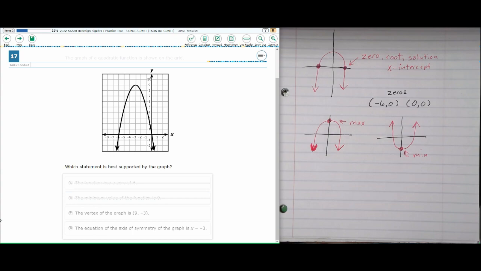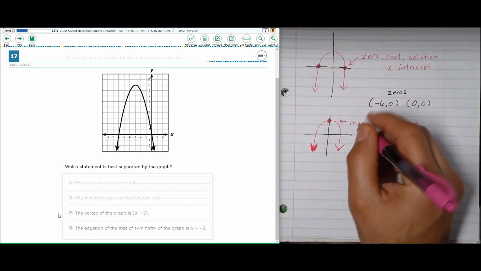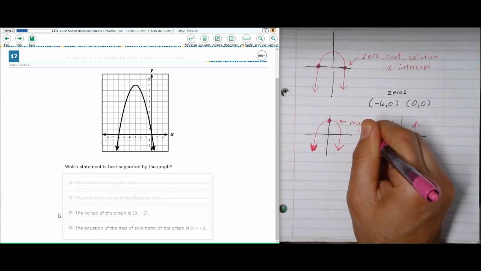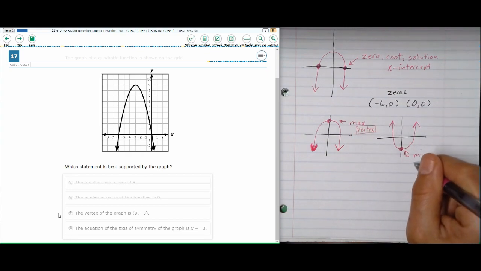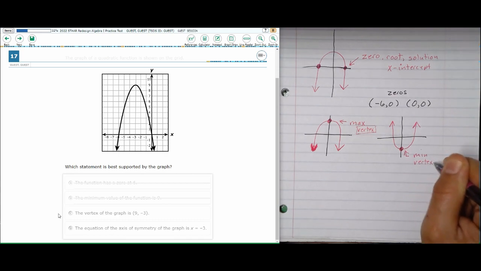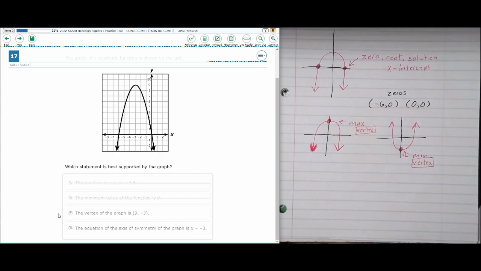It has a maximum. So when it says the minimum value is 9, that's wrong. That's a maximum value. Next is the vertex is (9, -3). Okay, well, the maximum is also known as the vertex, just like a minimum is also known as the vertex, because that is the point that is going to be the highest or lowest on any parabola depending on which way it's flipped. If I go to the vertex, which is my maximum point right here, it does line up with negative 3 on the x-axis, and it lines up with 9 on the y-axis.